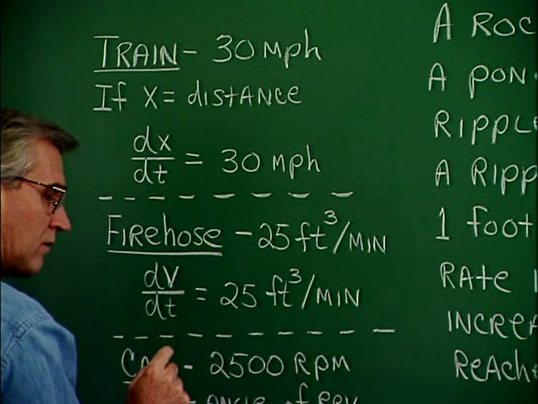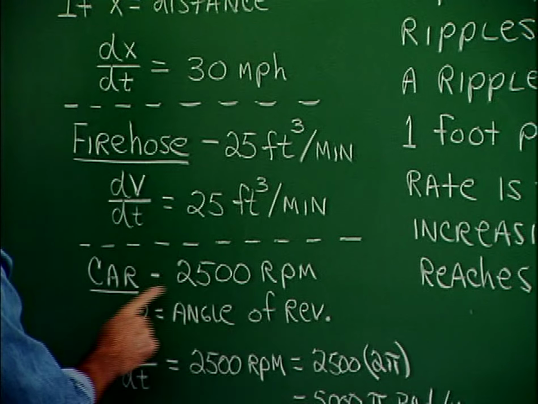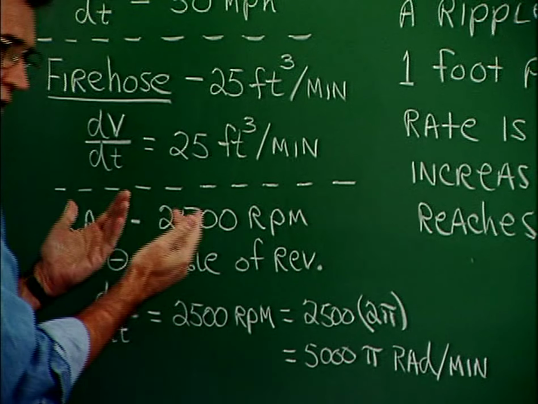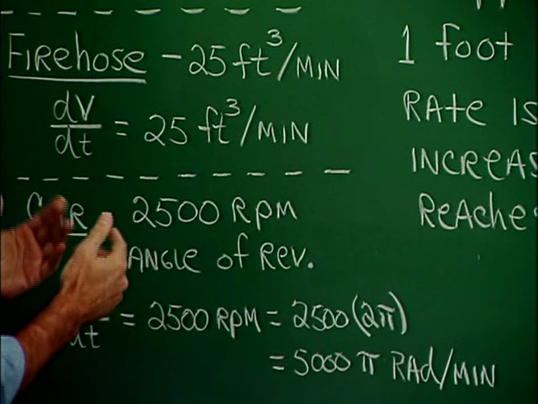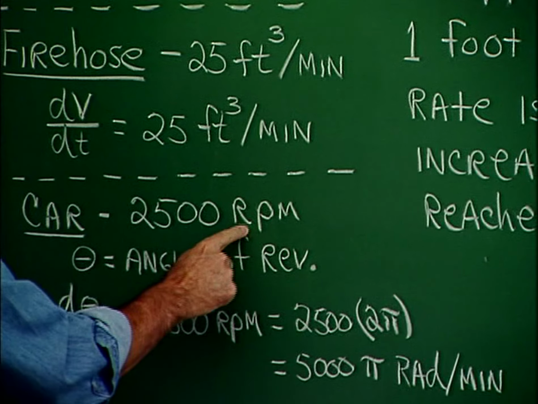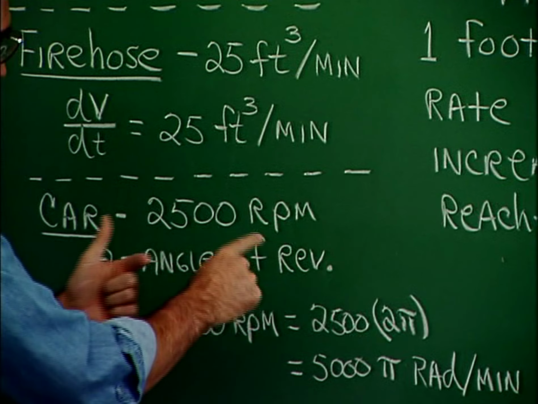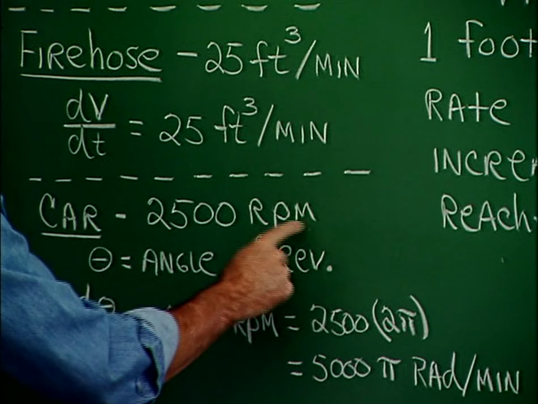Now this one is a little more elusive. We have to reach out for this one a little bit. A car has a certain RPM, the engine is running at a certain number of revolutions per minute. The shaft is turning over at this rate, revolutions per minute.